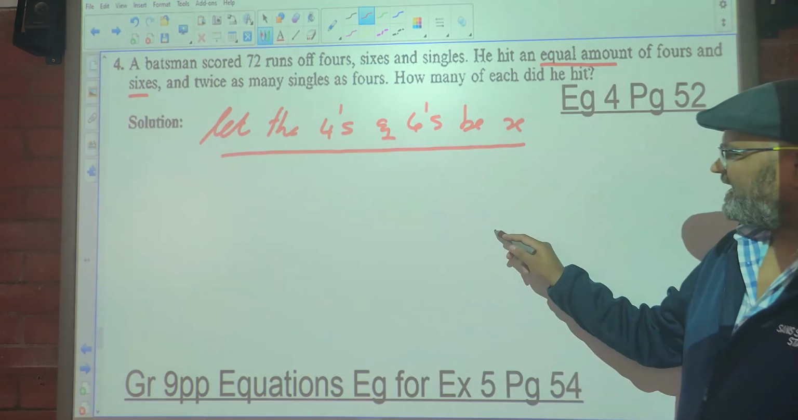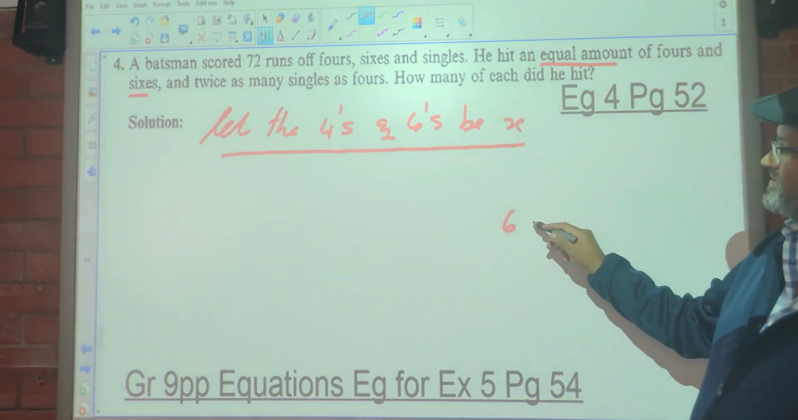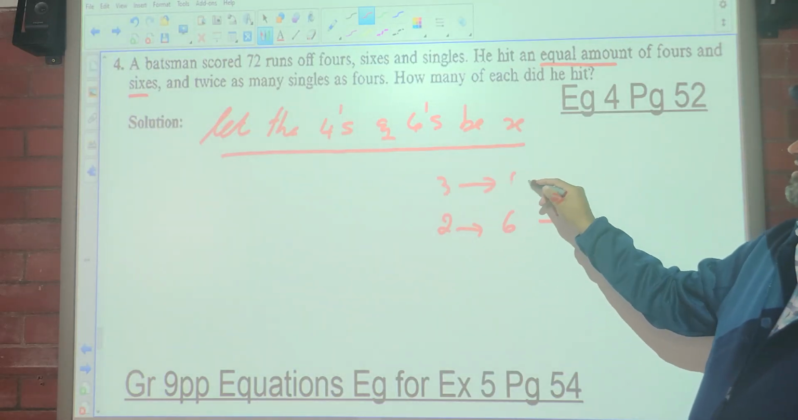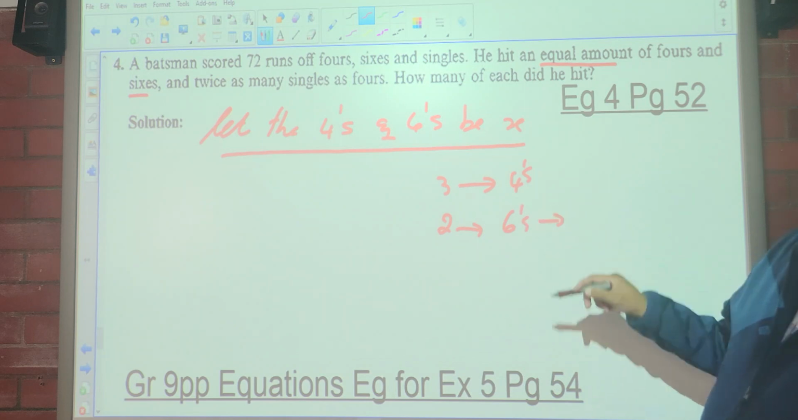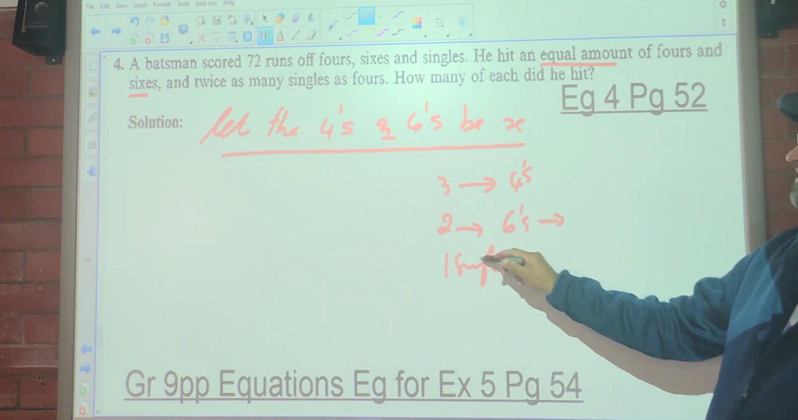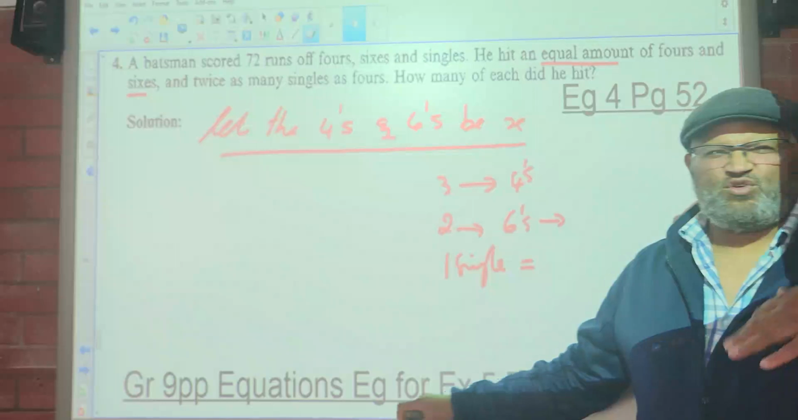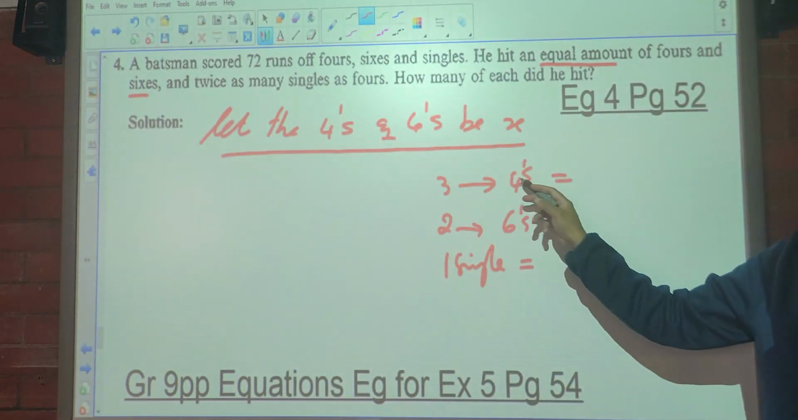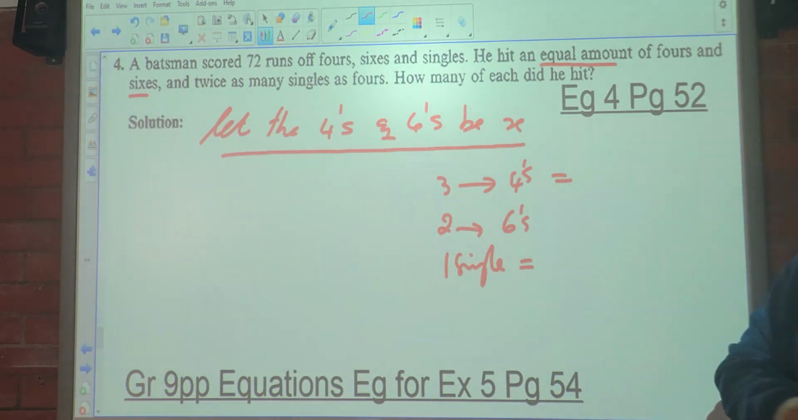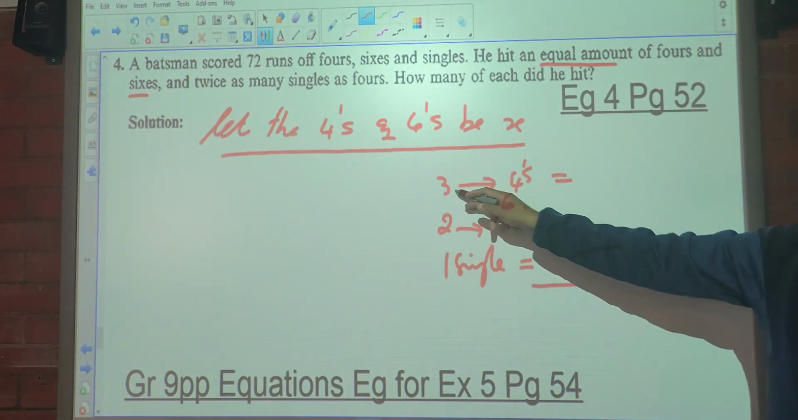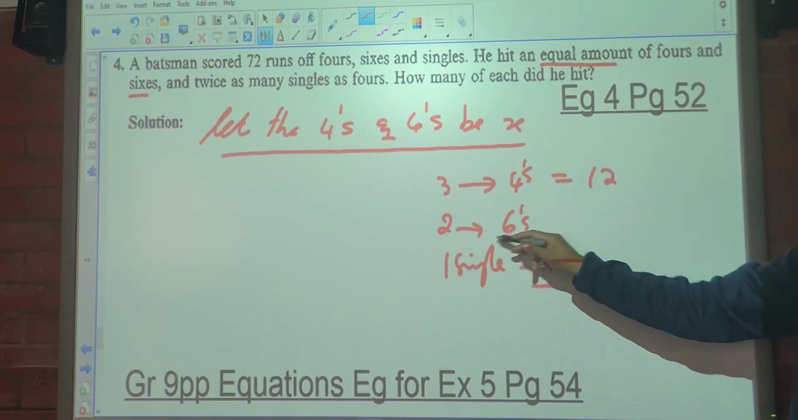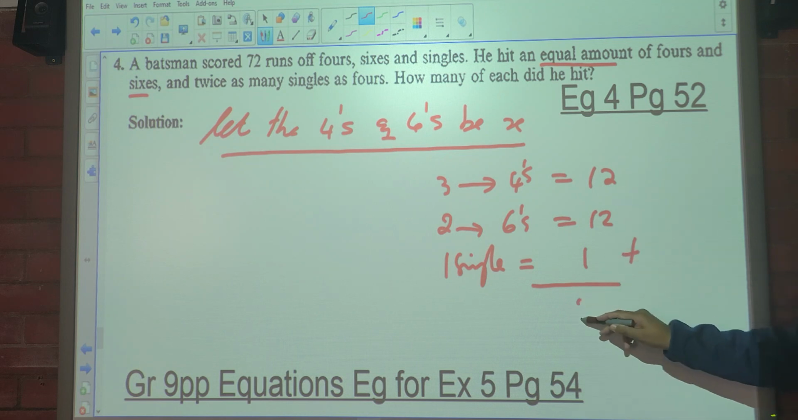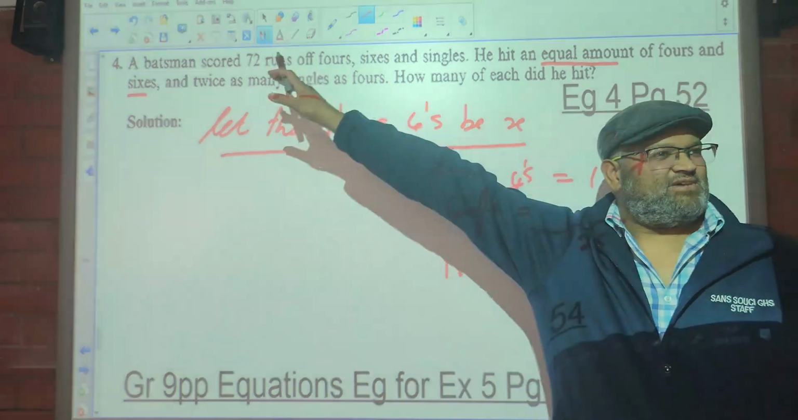24. Now what if we had two sixes and 3 fours and 1 single? Okay, that's not normal, no? The single is normally the most, but okay, he's a different kind of batsman. He had 3 fours, 2 sixes and 1 single. How many runs in total would he have? So 3 fours would give you how many runs? 12. 2 sixes? 12. And 1 single? 1. If added, it gives you 20. So you get the idea how they get 72.